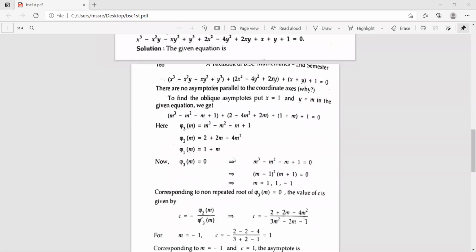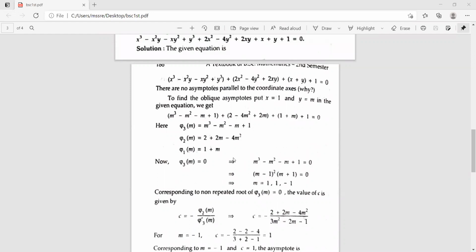In other words, m cube minus m square minus m plus 1, that is phi 3 of m, equal to 0. To solve, it's a cubic equation. Quite simple problem this is. You have to take m square common in the first two terms, and in the last two terms take minus 1 common. What you will get is m minus 1 whole square into m plus 1 equals 0.